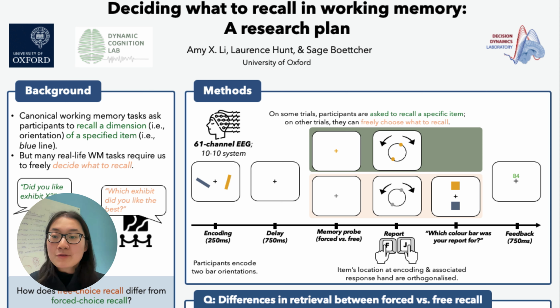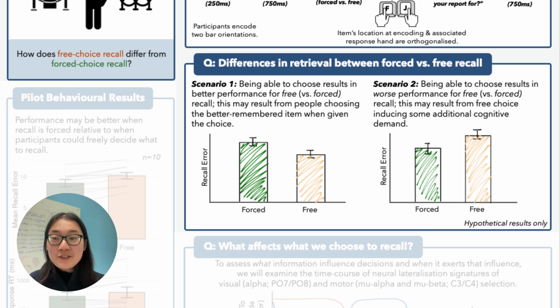So on forced recall trials, participants are asked to recall a specific item. So for example, they see a yellow fixation cross, which means that they have to report the orientation of the yellow bar. Whereas on free recall trials, they can freely choose what to recall. So here they see a gray fixation cross, which means that they're free to report the orientation of whichever bar of the two they saw earlier. Participants then report the orientation of that bar by rotating a dial clockwise or counterclockwise using their left or right hand on the keyboard.